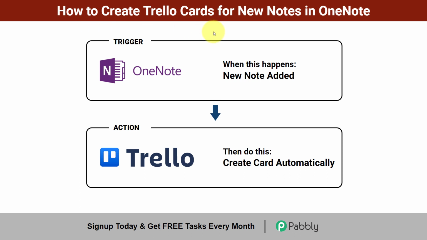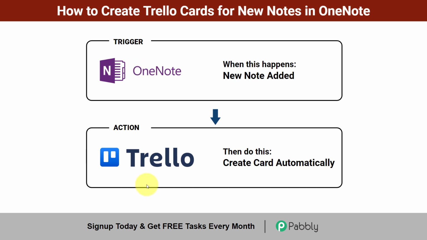How to create Trello cards for new notes in OneNote. So if you're using OneNote for maintaining all your task list, or you can say a to-do list, and you want that every time you add a new note here, the same information should be created as a card automatically inside Trello, which is an amazing project management software, then this automation is for you, because here I am going to show you an integration in between OneNote and Trello application.